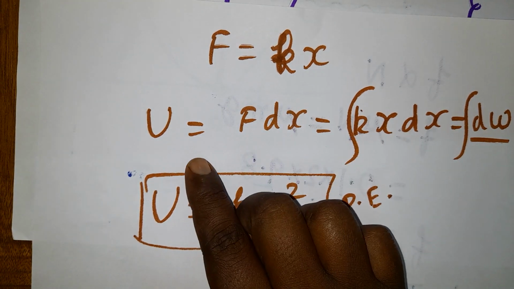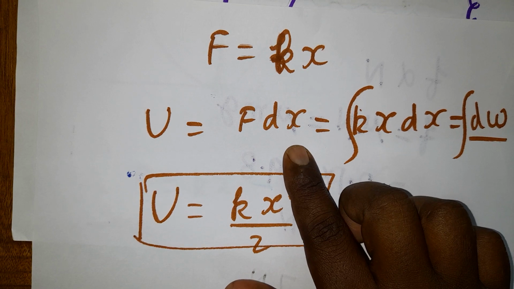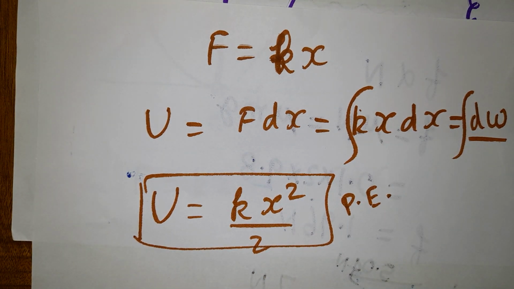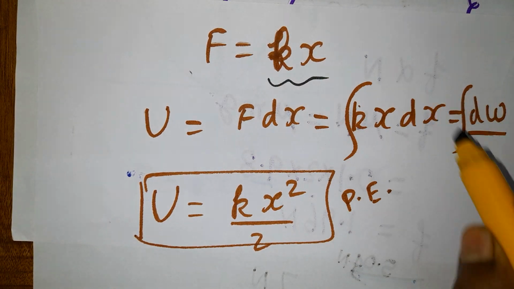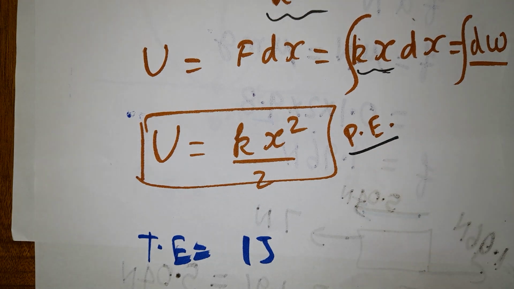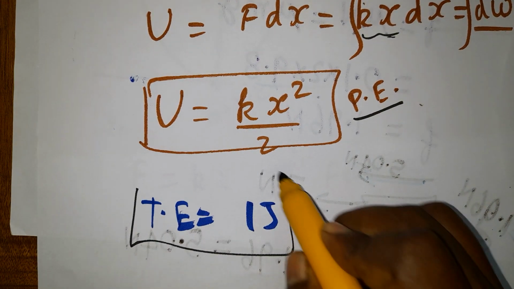If you want the work done by the spring, work done is equal to force into displacement. So force is kx. I already said force is equal to k times x. So k times the integration of x dx, which gives x square by 2, the potential energy is this much. The total energy is given in the question as 1 joule.